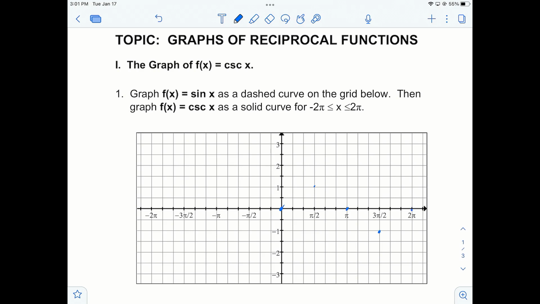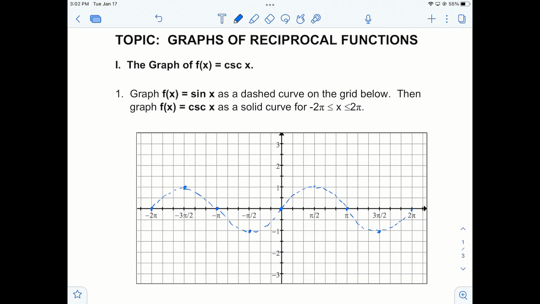And you know sine does this. I'm just dotting it in really quickly. That would come here, here, here, and here. All right, so there's my sine graph.